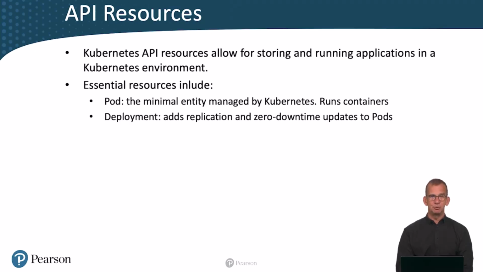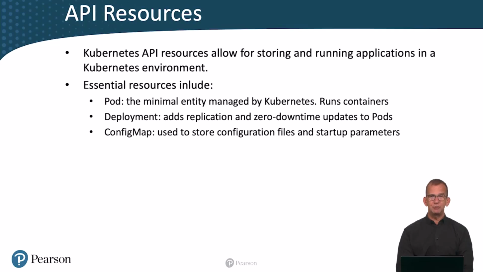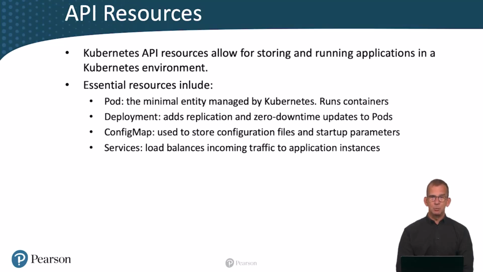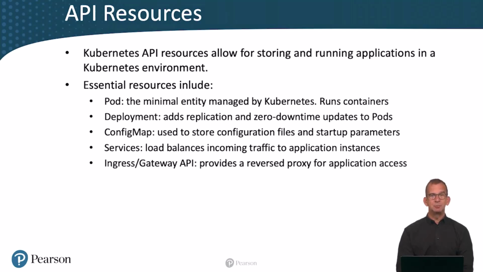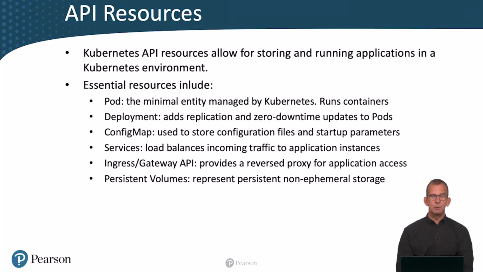Next there is the deployment, which is the preferred way for running applications, because deployments add replication and zero downtime application updates to the pods. We have the config map, which is used to store configuration files and startup parameters. There are services which load balance incoming traffic to application instances. And there is ingress, which nowadays is being replaced by Gateway API, which provides a reverse proxy for application access. And the final resource I want to mention here is the persistent volumes, which represent persistent non-ephemeral storage.